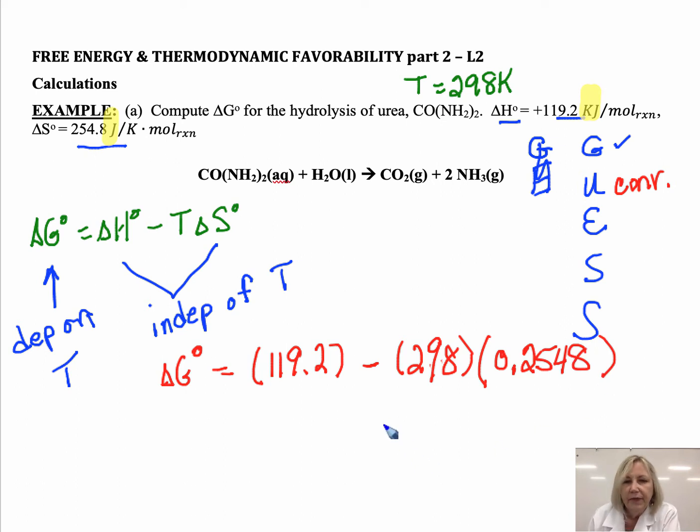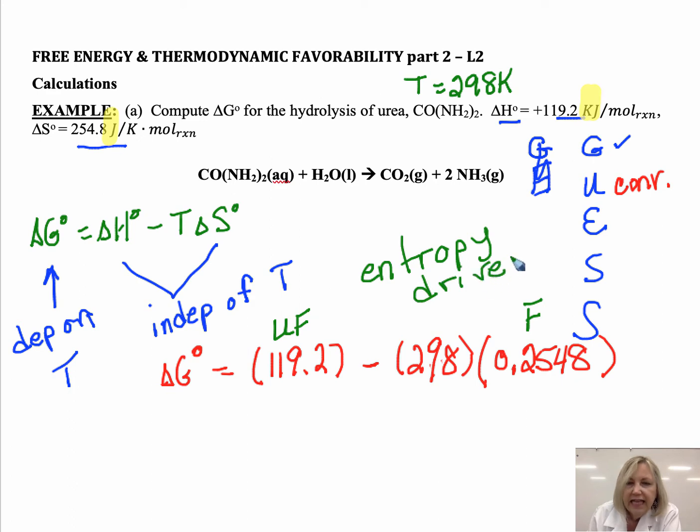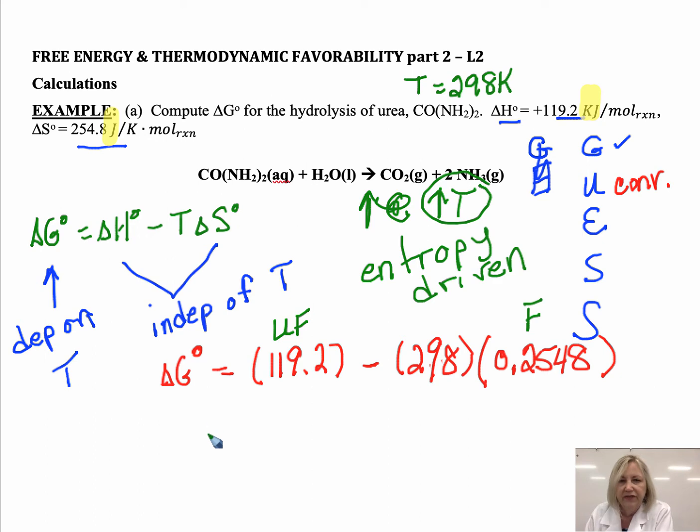to kilojoules. Now, I want you to notice that my delta H in this case is unfavorable and my delta S is positive or favorable. I think it's always good to do an analysis of this. So this is what we would call an entropy-driven process. If it's entropy-driven, we would want to maximize temperature. So increases in temperature would make it more favorable. Just adding a little bit of that qualitative I've done in a previous video to that.